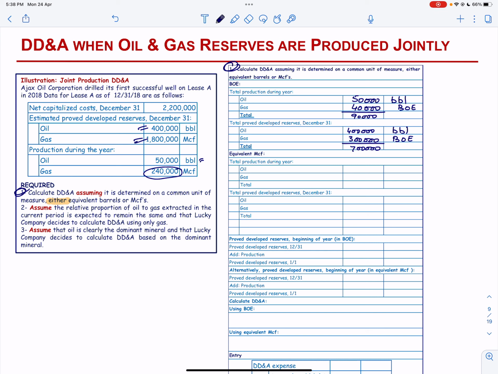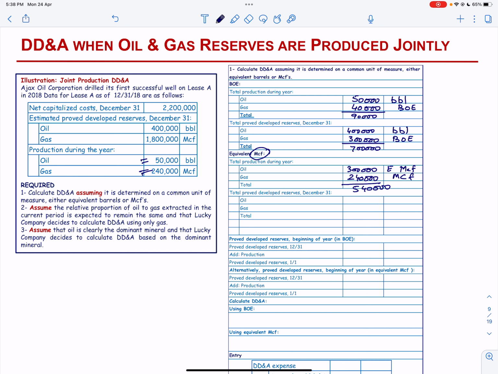Next we are going to convert to metric cubic feet. Once again we have the oil production, and now rather than dividing we are going to multiply by 6. So 50,000 times 6 makes 300,000 equivalent of metric cubic feet. Gas will remain the same, it is given as 240,000 metric cubic feet, and the total will be 540,000.